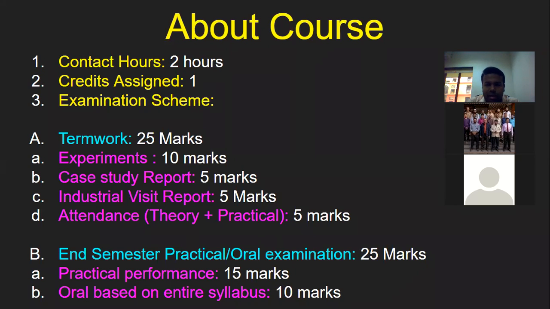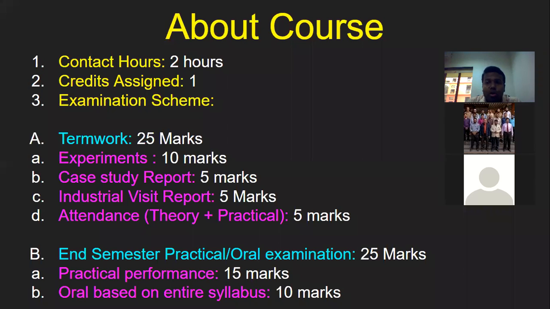Okay, so next is the end semester examination. We have 25 marks for the end semester examination, that is oral or practical examination. For practical performance we have 15 marks, and the oral is based on your entire syllabus. It is not only based on your lab.